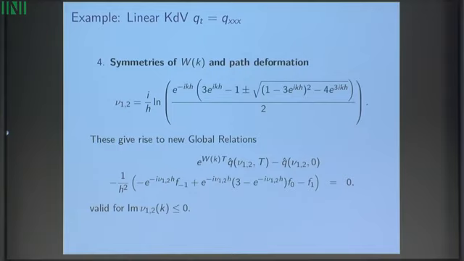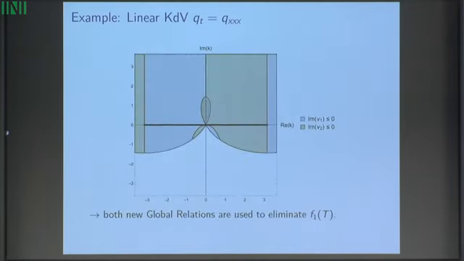Of course they are now valid in different regions. Previously it was valid where the imaginary part was negative. Now this is valid where the imaginary part of nu1 or nu2 is negative. And if you plot those regions, you get this. In the blue region, the imaginary part of nu1 is negative, so that first extra global relation is valid. In the brown region, the other one is valid. And then there's one region where they are both valid.